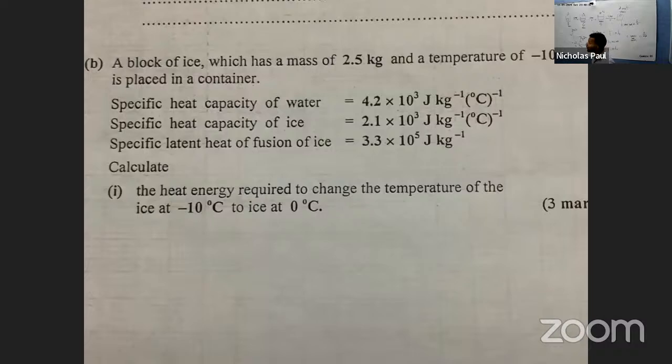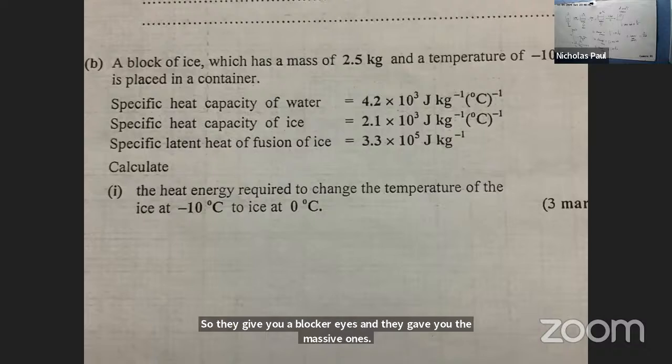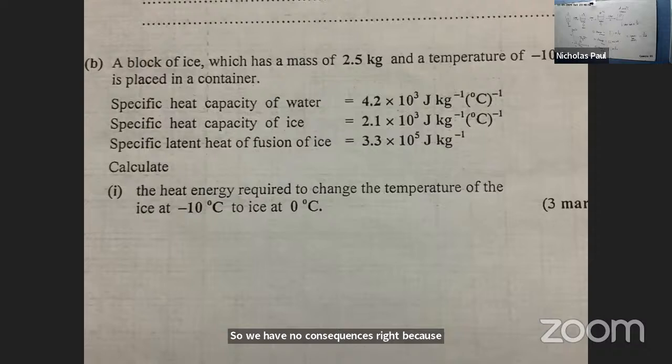Ready? So they give you a block of ice and they give you the mass in what? They give you the mass in kilograms. So we have no conversion to do, right? Because look at the specific heat capacity. That's also in kilograms as well. All right, so they give you 22.5 kilograms and a temperature of what?